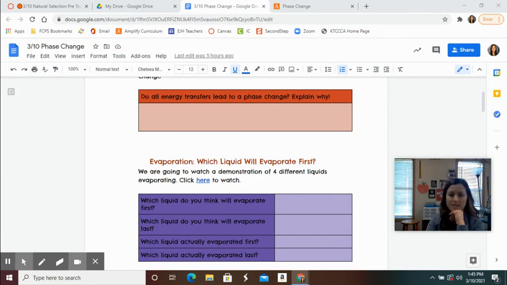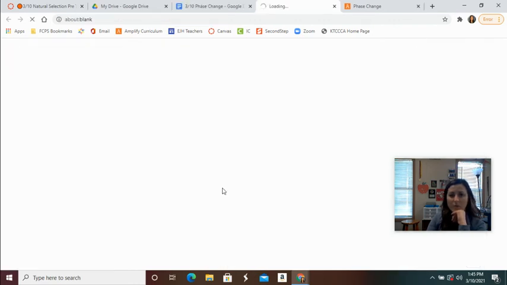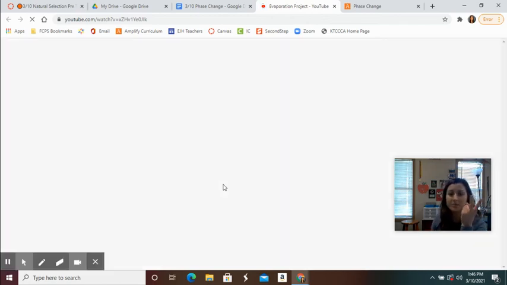Then we watched this demonstration here, and it doesn't have sound, so I can show you it. Before we watched it, we made predictions because there are four liquids, and we're looking at evaporation. We talked about how all liquids are similar, they're made up the same, but obviously not all liquids are the same. So we have four liquids here, and we made predictions before they evaporated on which would evaporate first and which would evaporate last. Then we watched, and then we saw if we were right or wrong.